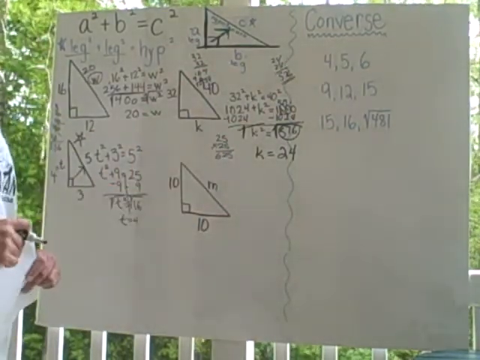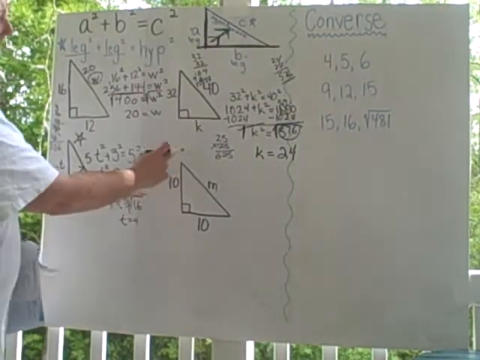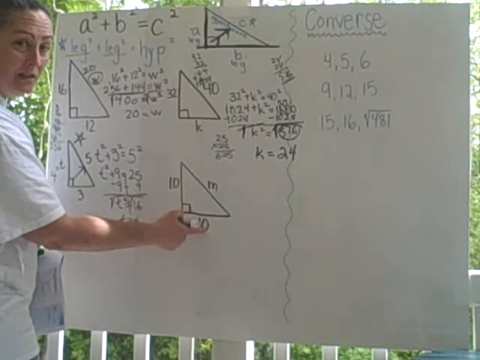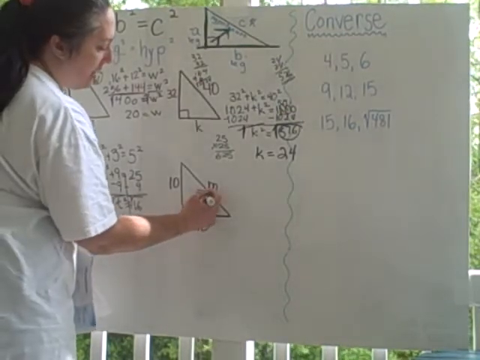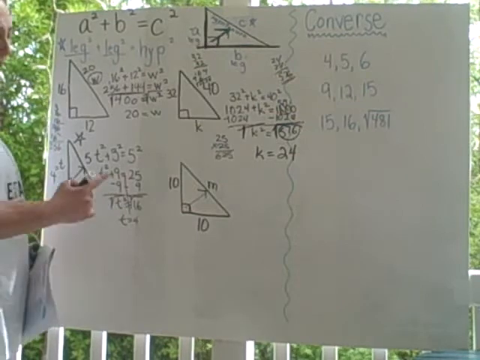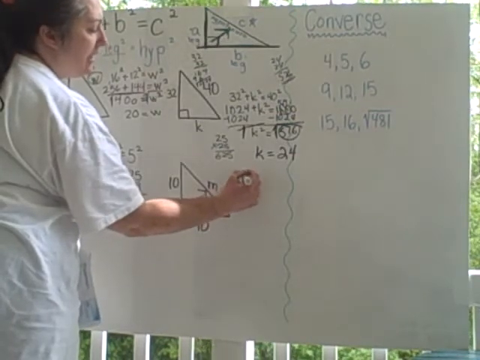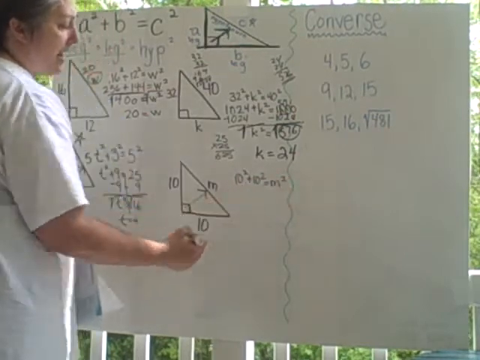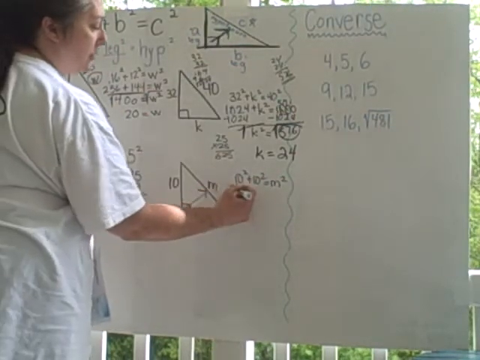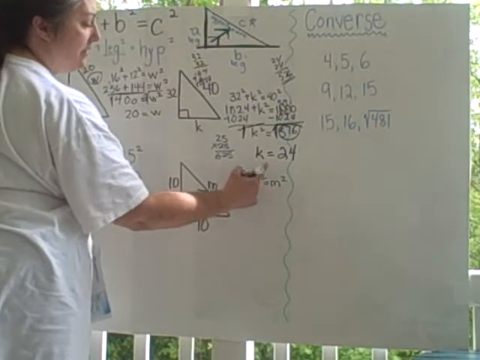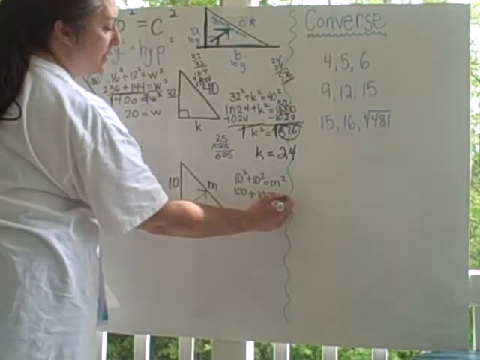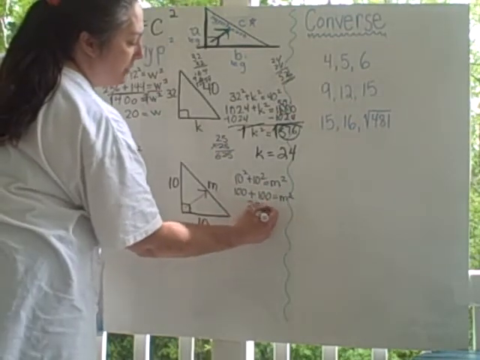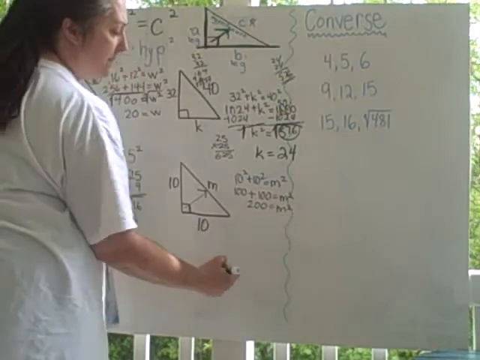Look at the last example here using the Pythagorean theorem. I have an isosceles right triangle this time. Isosceles because two sides are equal. Opposite my right angle sits the variable m. I apply the Pythagorean theorem. 10 squared plus 10 squared equals m squared. 10 squared is 100. 10 squared is 100. 100 plus 100 is 200, which equals m squared.